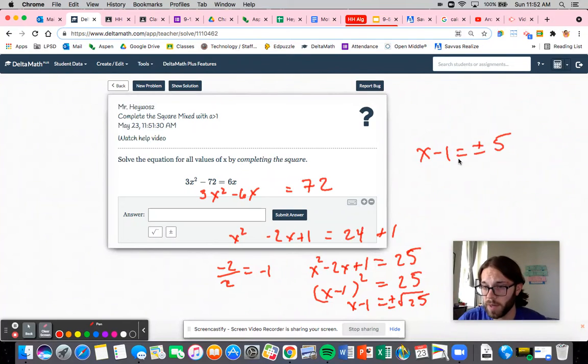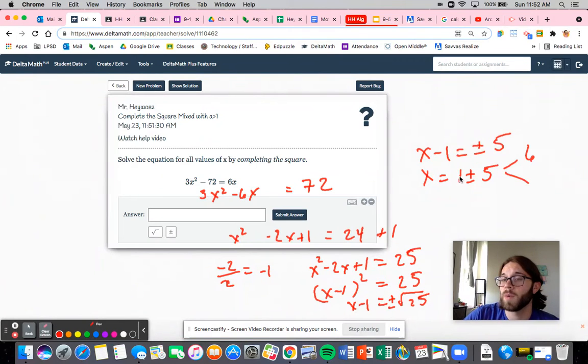Now, basically, when you get something like this, what does this mean? This means it was factorable. It might not have been readily apparently factorable, but it was actually factorable. So x equals 1 plus or minus 5. Well, what is 1 plus 5? That's 6. What is 1 minus 5? That's negative 4, right?